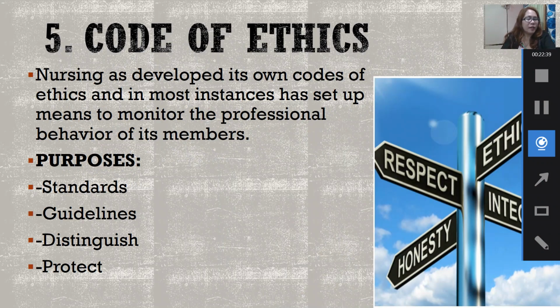The code of ethics, which is your number 5 criteria. So, you need to know the code of ethics. So, nursing has developed its own codes of ethics and in most instances has set up means to monitor the professional behavior of its members. So, dapat meron tayong sariling ethical value. Yan, meron tayong ganon.